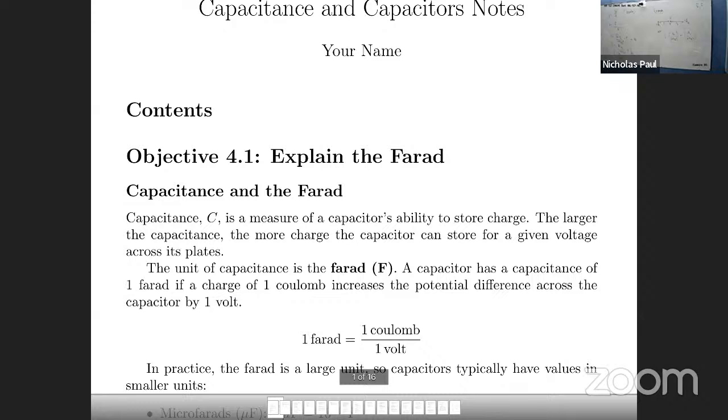Now we're going to take a look at a new component called a capacitor. It is something that is used to store charge. That's okay, I sent you this note so you don't have to write. Let's just focus here and make sure we understand everything.